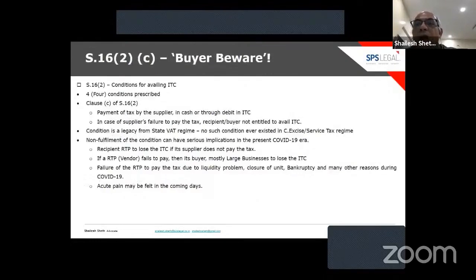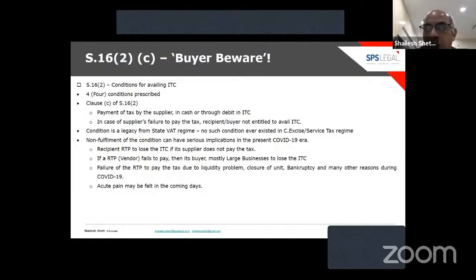Now, the problem with this Section 16(2)(c), that one condition about the supplier's failure to pay tax, will result in the denial of the ITC to the recipient buyer. First of all, let me clarify, and most of you will be aware also, no such condition ever existed under excise or service tax under the Cenvat credit rules. There was no such condition at any time; the government had never introduced such a condition under excise and service tax. This whole controversial provision is the legacy from the VAT regime.